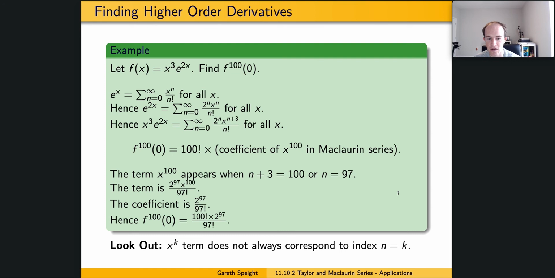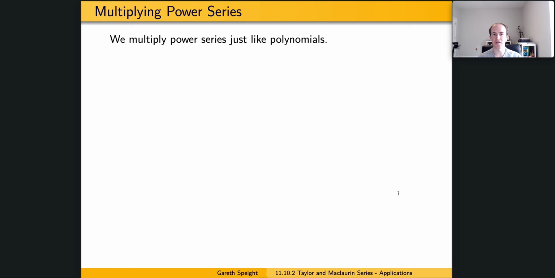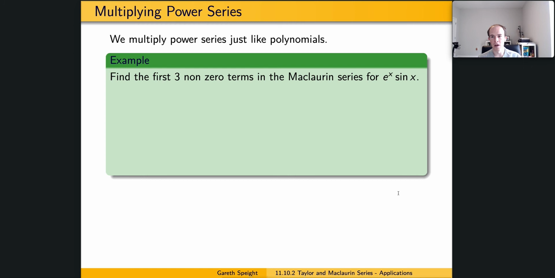Okay, so moving on to the last thing, let's talk about multiplying power series together. Fortunately, there's not too much to say. We just multiply power series kind of like polynomials, except we just focus on, say, the first few terms. So for instance, let's try to find the first three non-zero terms in the Maclaurin series for e to the x sine x. If you wanted to compute the full thing, it would be a pain, and it's not something we need to care about. We're just going to be interested in finding the starting terms.